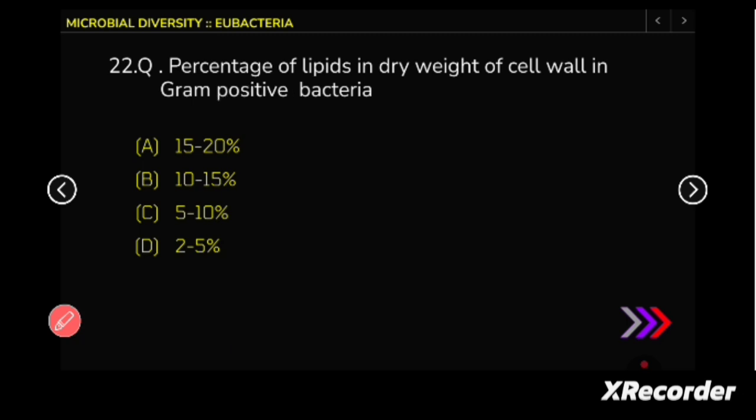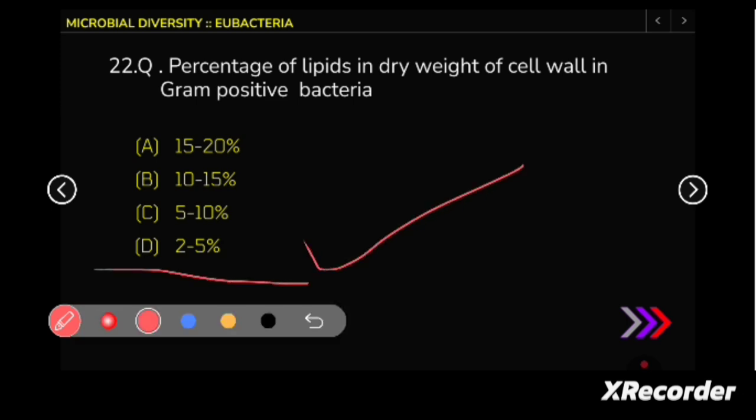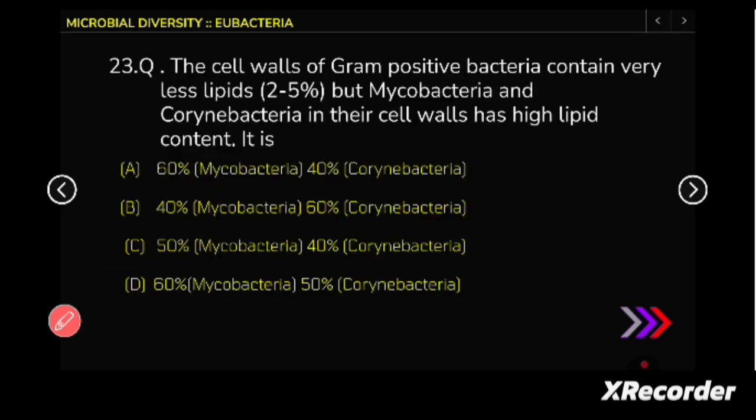Question number 22. Percentage of lipids in dry weight of cell wall in gram-positive bacteria. A. 15 to 20%, B. 10 to 15%, C. 5 to 10%, D. 2 to 5%. Answer is D, 2 to 5%. In gram-positive bacteria, the cell wall lipid content is very low. It is 2 to 5%. Answer is D.